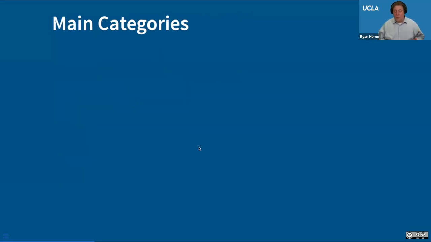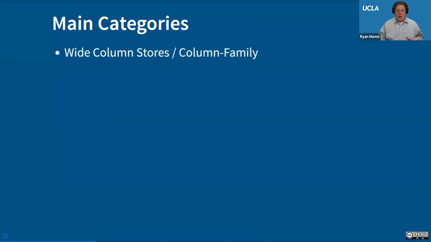And so there are a few main categories of NoSQL databases, and we're going to go over each one of these. There are wide column stores, or column family ones, key value databases, document ones, and the reason we're all here today, graph databases.